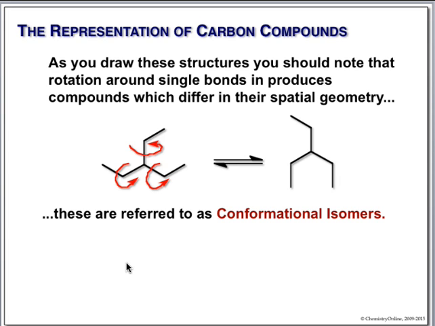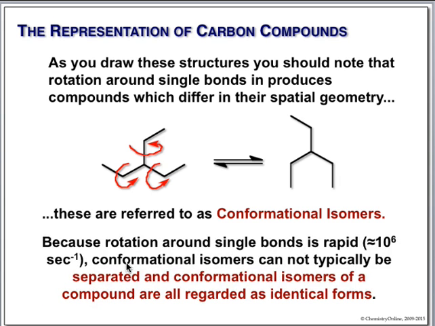These are what we call conformational isomers. In general, conformational isomers interconvert so fast at room temperature, just like we saw with our little movie, that any one you draw is the same. Now there are energy differences, and we'll address those, but typically we're just going to draw these things any way that we can.